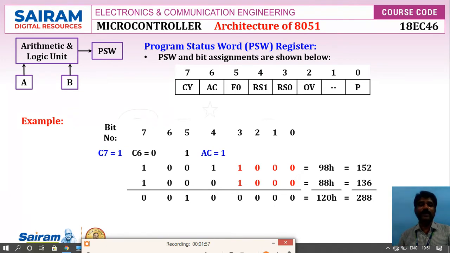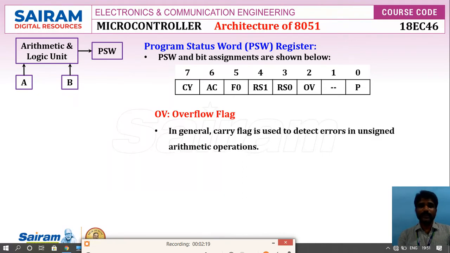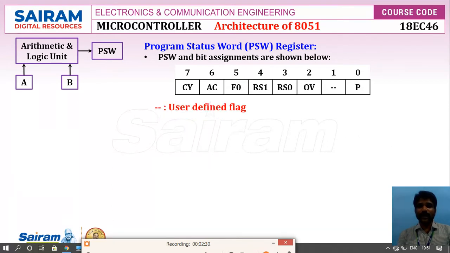So for unsigned numbers, we use the carry flag as an error indicator. It indicates the result is out of range. Similarly, the overflow flag is used for signed operations, I mean, if the result is less than -128 or greater than +127. So in general, the carry flag is used to detect errors in unsigned operations, and the overflow flag is used to detect errors in signed arithmetic operations. And the next one is an unused, user-defined flag, reserved for future.